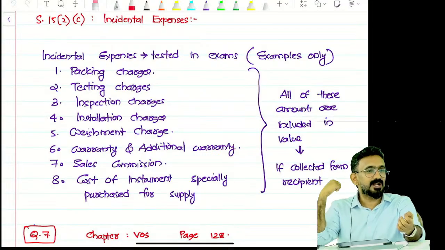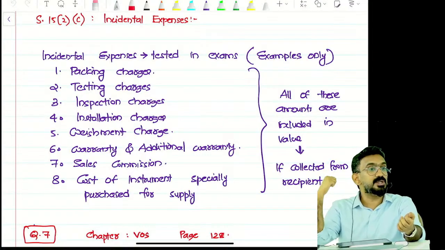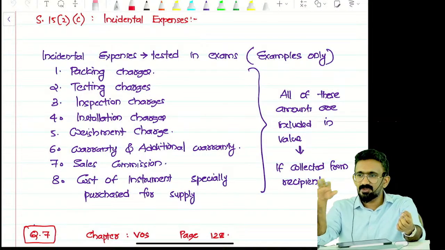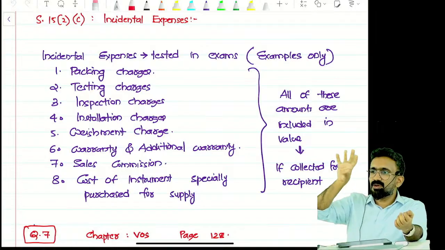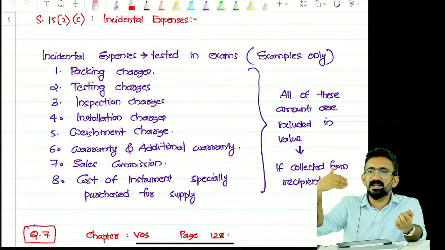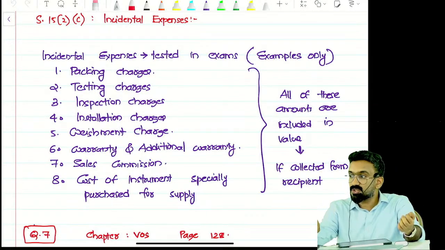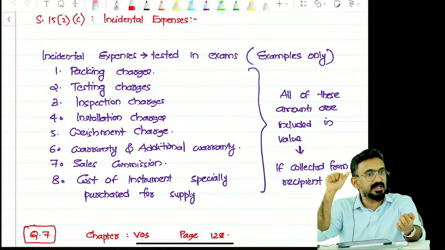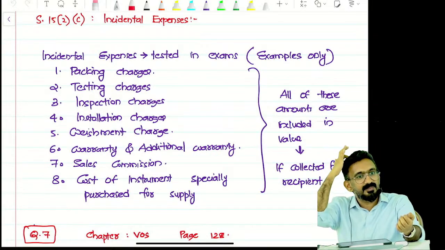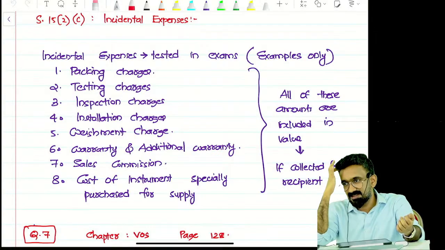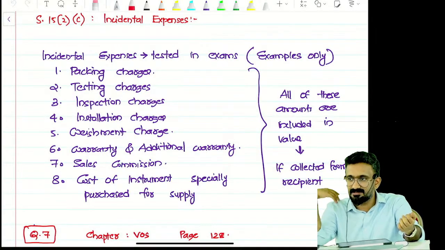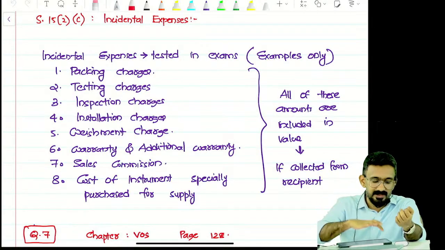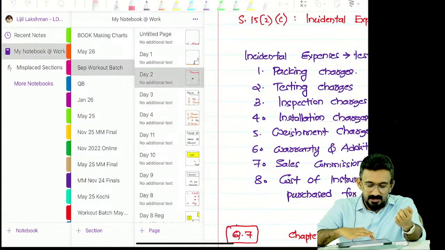Warranty and additional warranty charges collected. Sales commission collected. My product value is only 10 rupees, sales commission 20 rupees. Will I still add it to the value? Yes. Cost of instruments specially purchased for supply. These are the things that generally come in, for example, even beyond this. Now let's go back to the question and see what the question is.